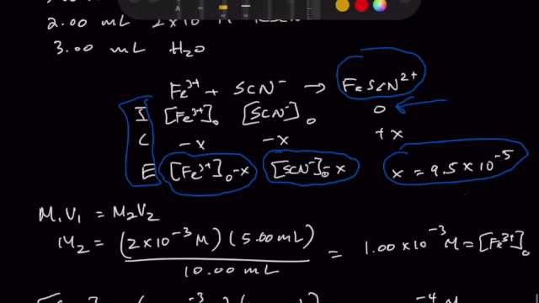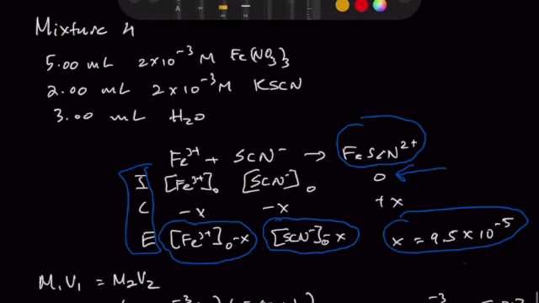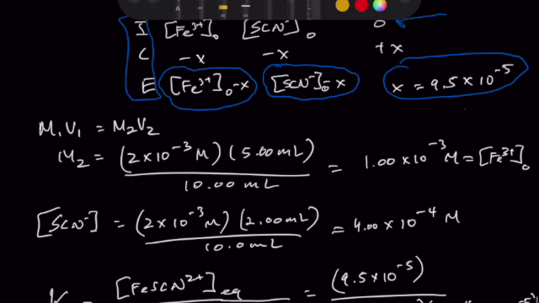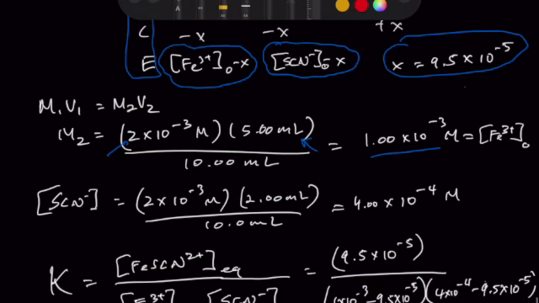So to do that, you need to do an M1V1 calculation, a dilution calculation, because just similar to what you did in the chemical kinetics experiment, you're basically mixing the iron with the other reagents. And when you're mixing them, you're diluting it effectively, right? So to calculate the concentration of the iron initially, we would take what we have originally in the reagent bottle, multiply by the volume that we put in, divided by the total volume, which is 10. And we get this number for initial iron. We repeat that process for thiocyanate, we get this number.